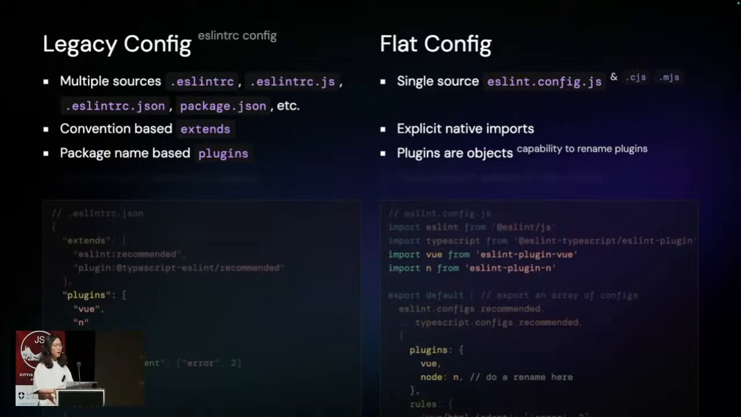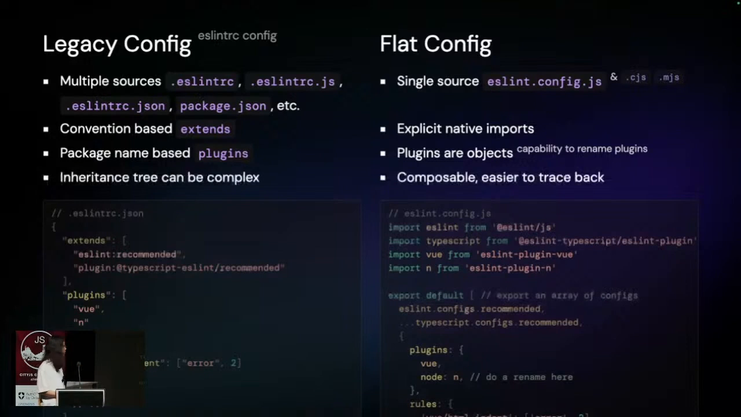So also, the inherent nature of extends might result in a very complex tree structure, as the shared config can also have a nested extends inside the config, which is not transparent to you. And in the flat config, it gets simplified a lot. When you explicitly import a shared config as multiple objects or arrays, you compose them into a single flat array, and you export it in the config.